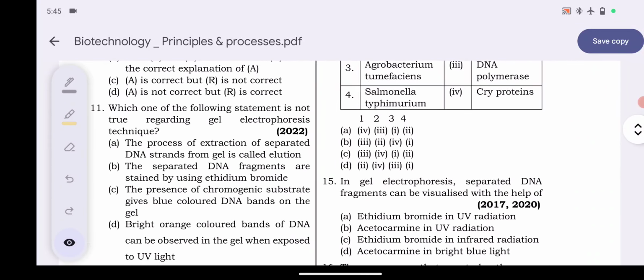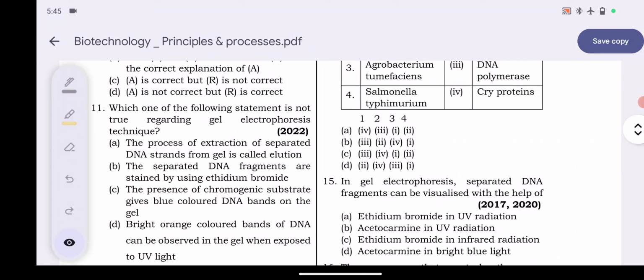Next, question number 11. Which one of the following statements is not true regarding the gel electrophoresis technique? The process of extraction of separated DNA strand from gel is called elution. Here they have asked for not true, okay, pay attention. What was the first statement? The process of extraction of separated DNA strand from gel is called elution. This is correct. The separated DNA fragments are stained by using ethidium bromide. This one is also correct.